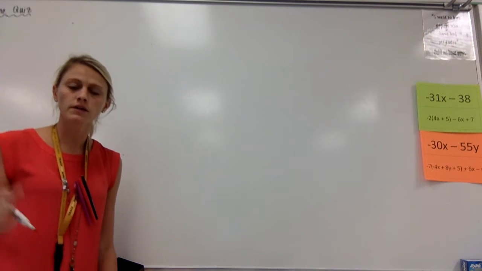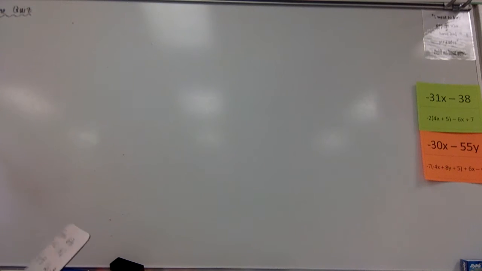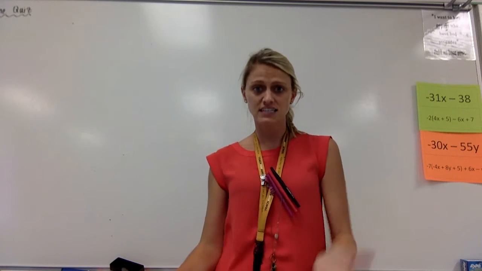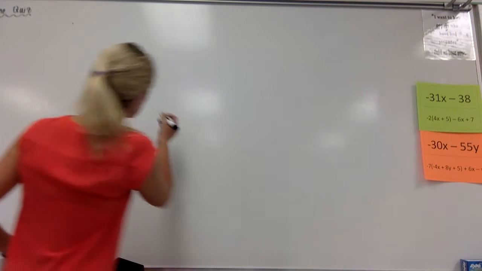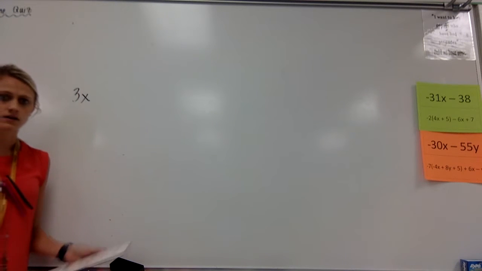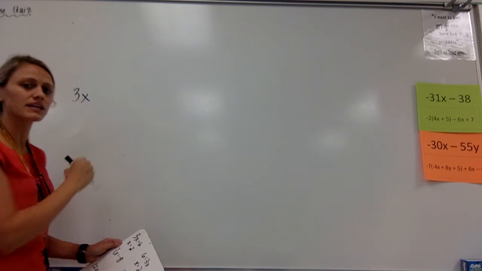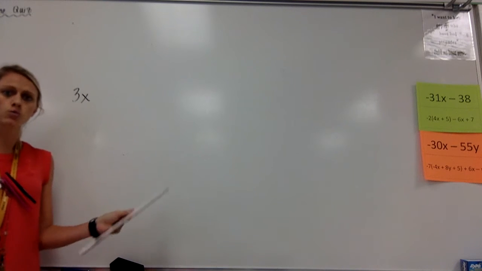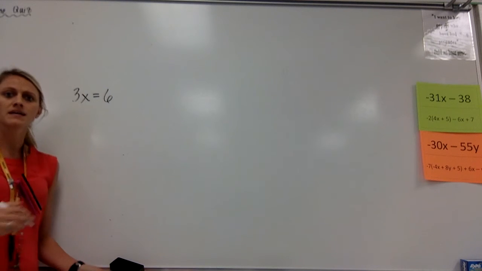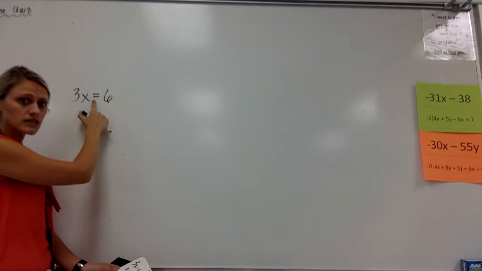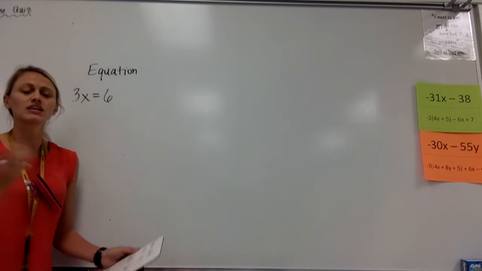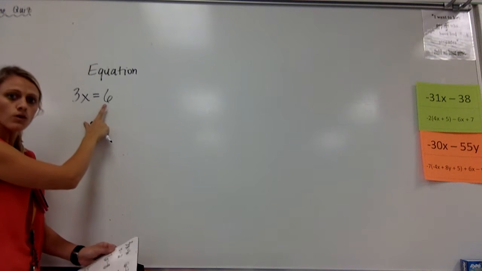So what we've been working with is called an expression. For example, we've got this negative 31x minus 38. That's an expression. Another expression would be 3x. In order to make this an equation, I'm going to set it equal to something. So 3x equals 6. Because I have an equal sign, I now have an equation. 3x is equal to 6.